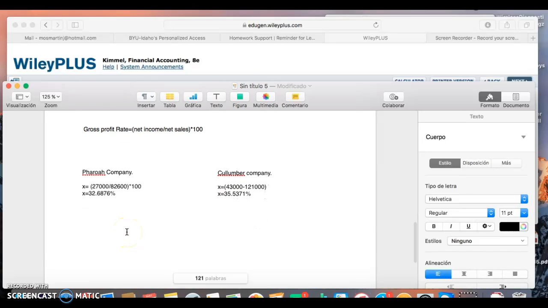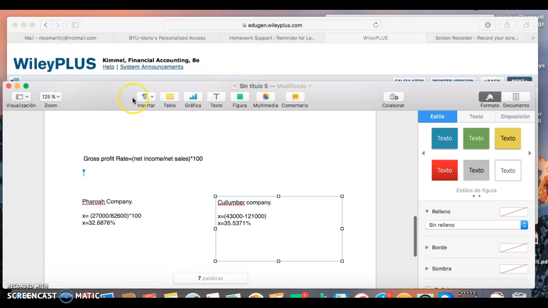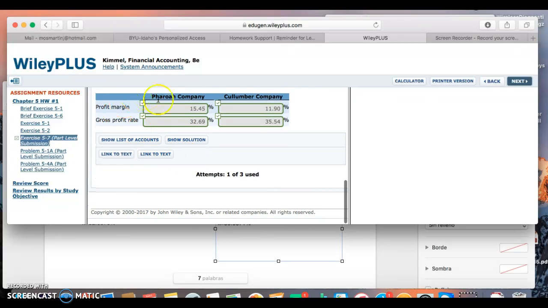Okay, so then we have the last one, that is gross profit rate. In the case of the firewall company, it will be equal to 27,000 divided by 82,600 times 100. We'll find out that 32.68% is the gross profit rate. And in the other case, we'll find out that 35.53% is for the Colombo company. Okay, so we already have the results in here.